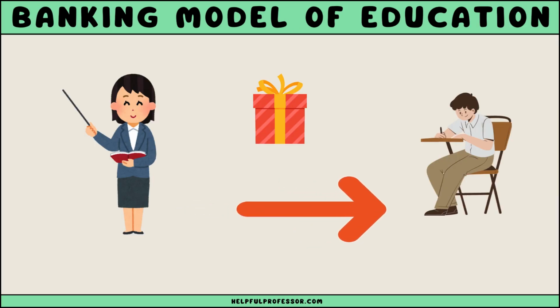In this model, knowledge is viewed as a gift bestowed by those who consider themselves knowledgeable upon those whom they consider to know nothing. The scope for questioning or exploring concepts is minimal, as the process is largely one way.